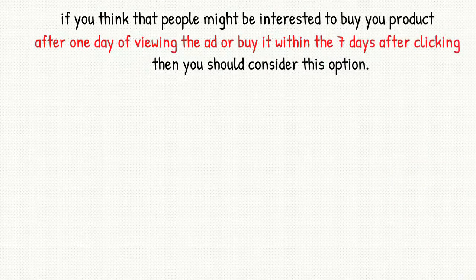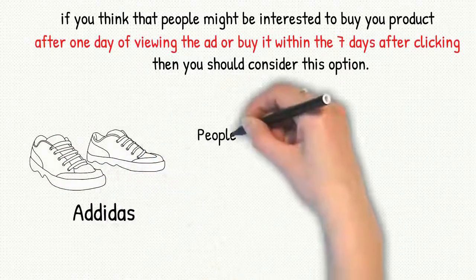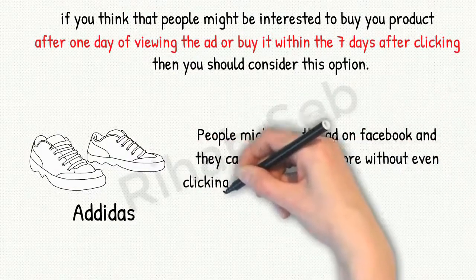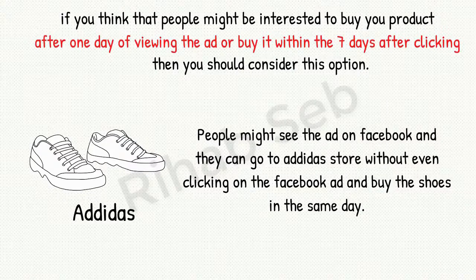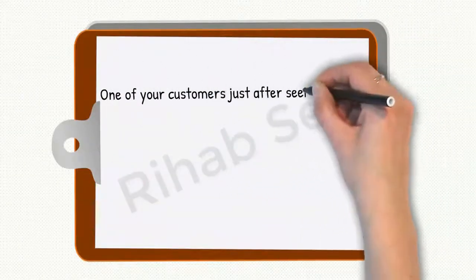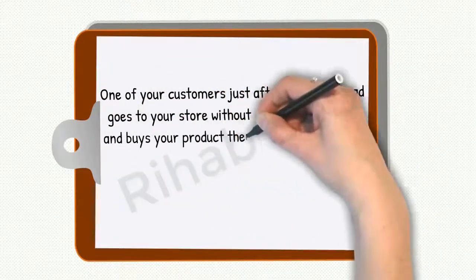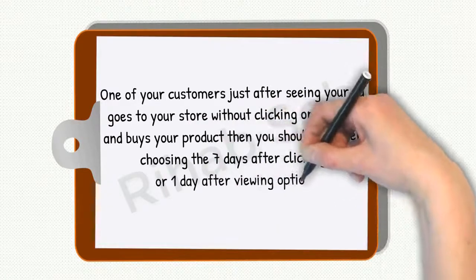Let me give you an example. Let's say Adidas is putting an ad on Facebook to sell their new shoes. People might see the ad on Facebook and they can go to Adidas store without even clicking on the Facebook ad and buy the shoes in the same day. If you think that this scenario could happen with you, that one of your customers just after seeing your ad goes to your store without clicking on your ad and buys your product, then you should consider choosing the 7 days after clicking or 1 day after viewing option.